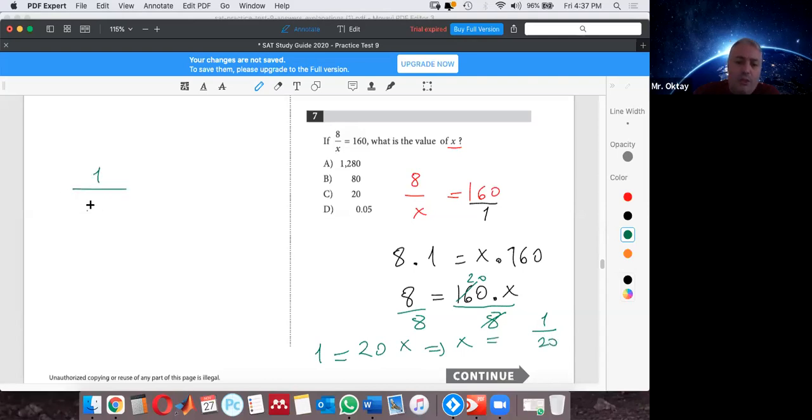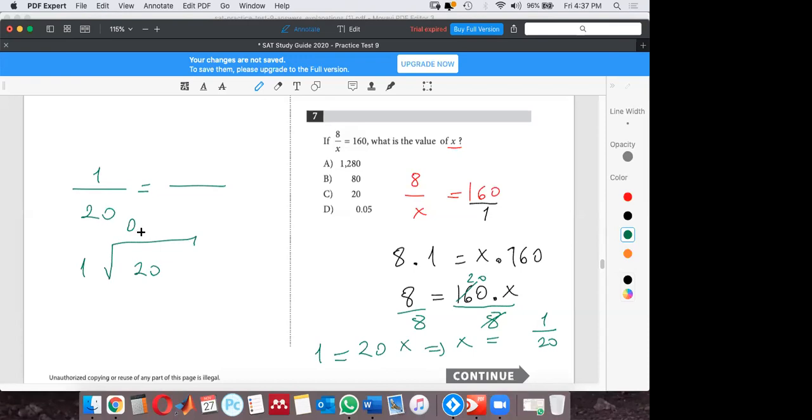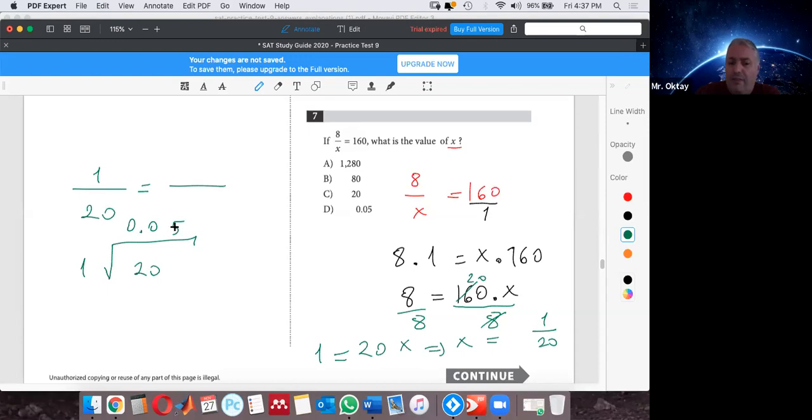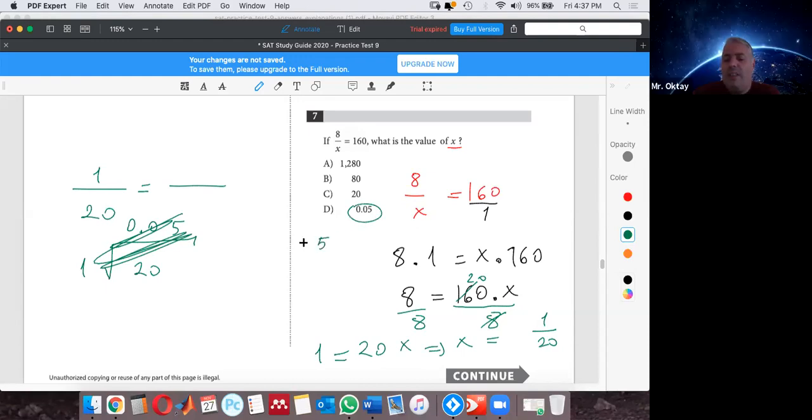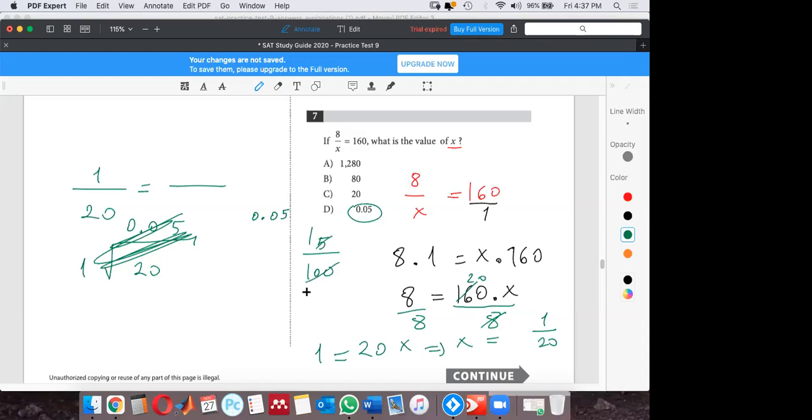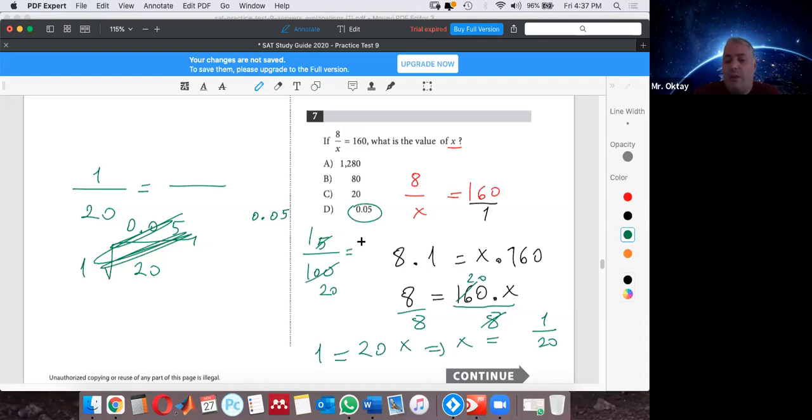So what is 1 over 20? If I divide 1 over 20, how can I do this? 0.05. Let me say, what is 0.05? It means that 5 over 100, right? 5 divided by 5, 100 divided by 5, so 1 over 20. So 1 over 20, finished.